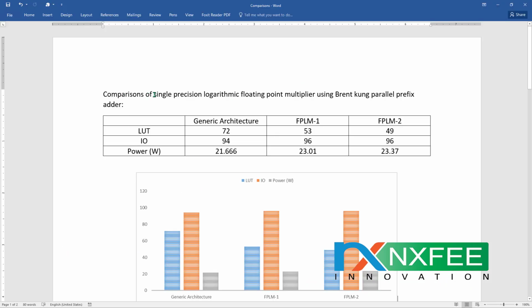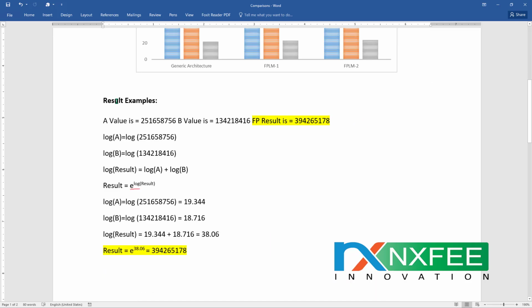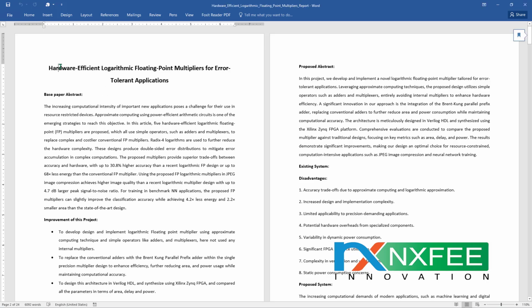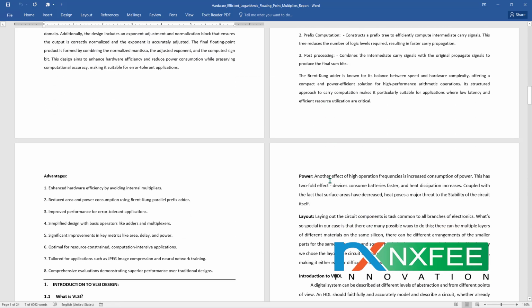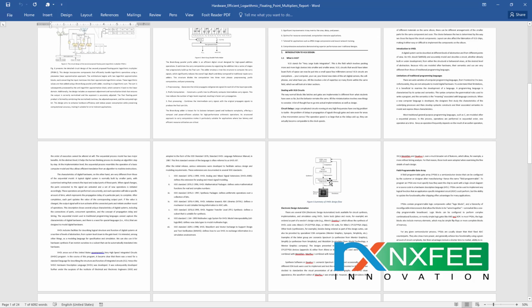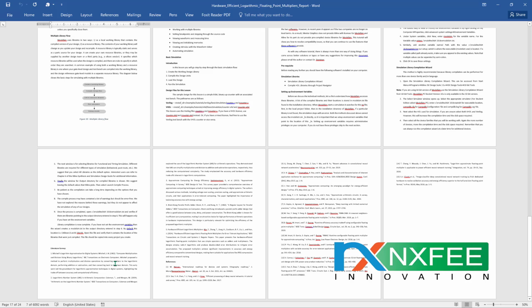This is the comparison of the single precision logarithmic floating point multiplier using the Bohm parallel prefix adder: generic method, FPLM1 and FPLM2. The result examples are also included here. We have also prepared a basic document for this project: title, base paper abstract, improvement of the project, proposed abstract, existing system, disadvantages, proposed system, advantages, and related notes for this project. Finally it comes with a literature survey and references. Okay, thank you.